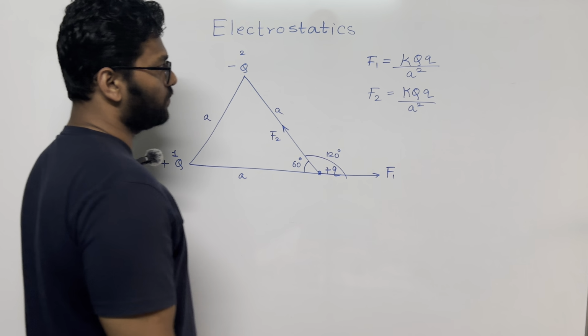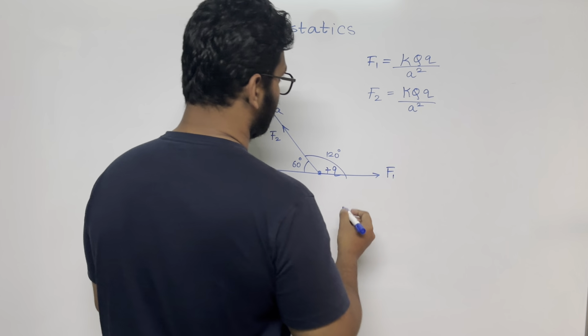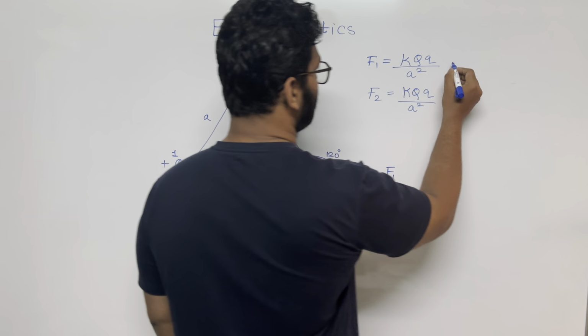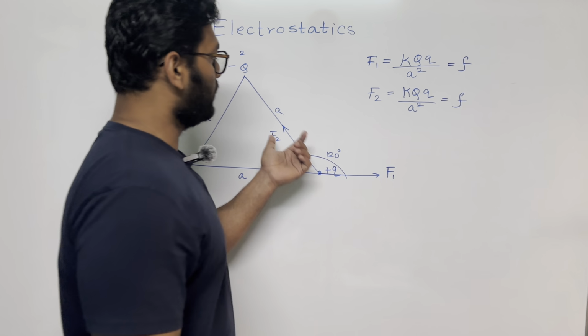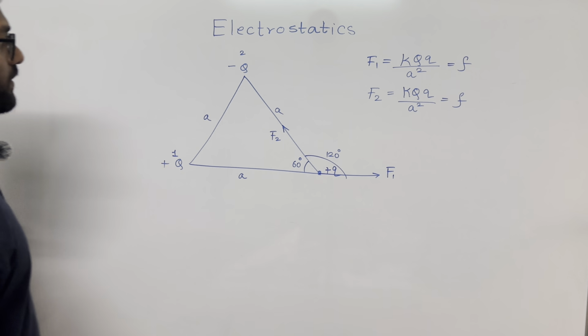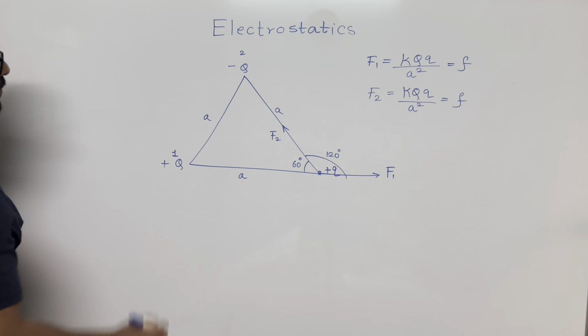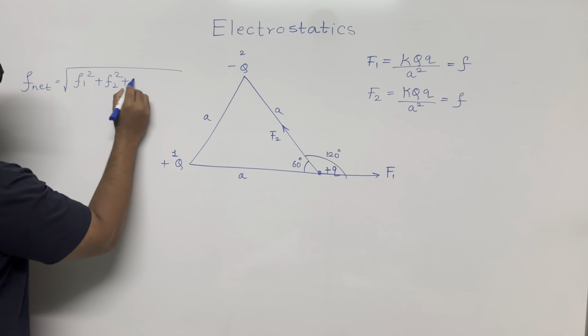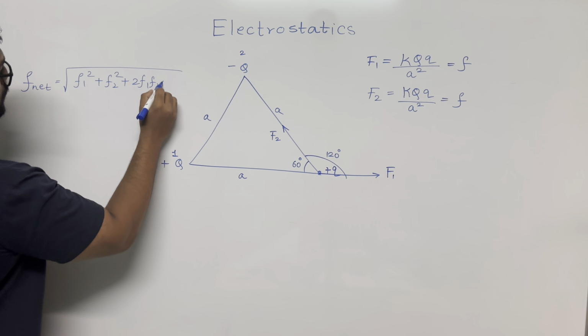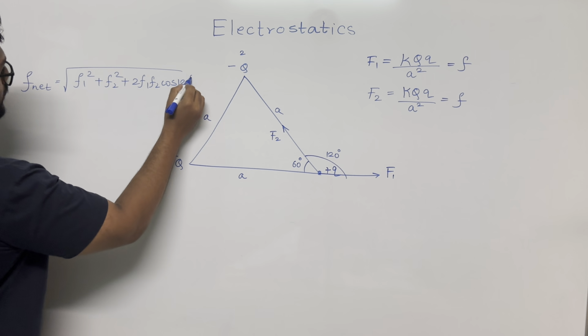Correct. What will be the resultant of these two vectors? The resultant of two vectors we have to find out. Let's say, again I will make this as F, and again I will make this as F. Now these two vectors are inclined at 120 degrees. So if I find out the net force, let's write that as F net: square root of F1 square plus F2 square plus 2 F1 F2 cos of 120 degrees.